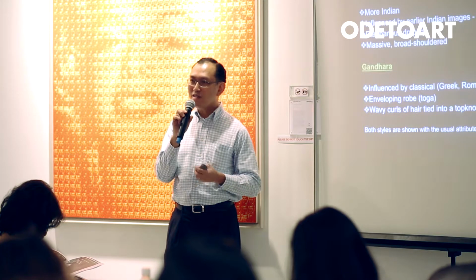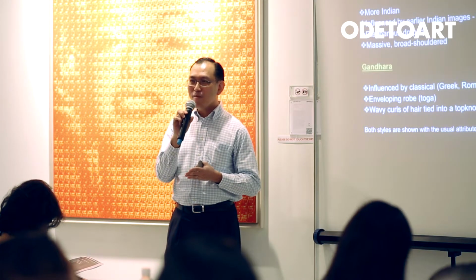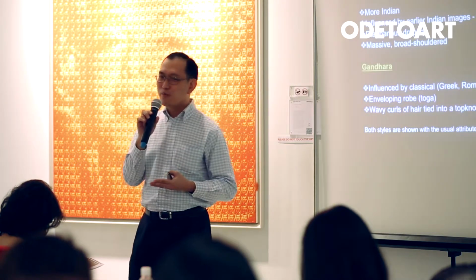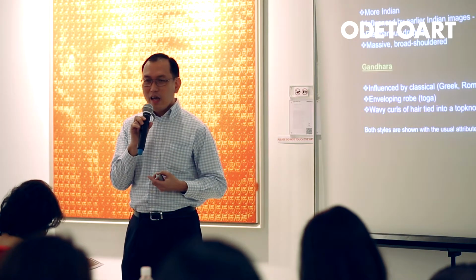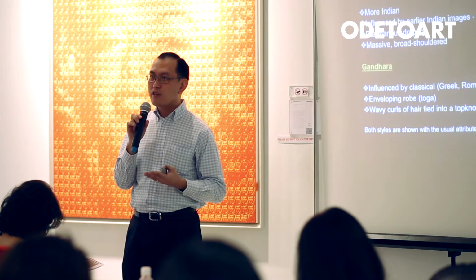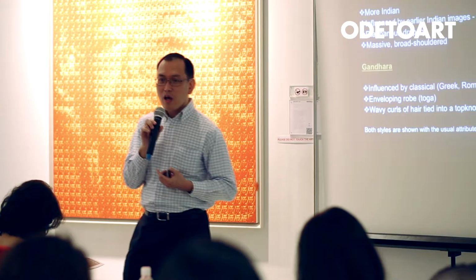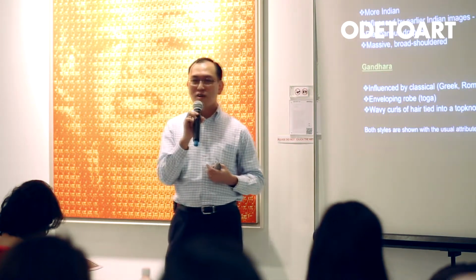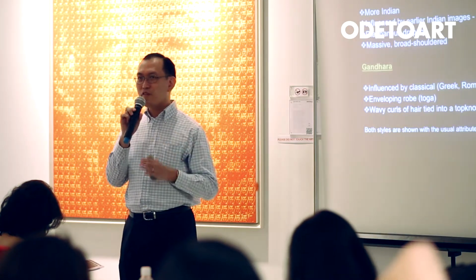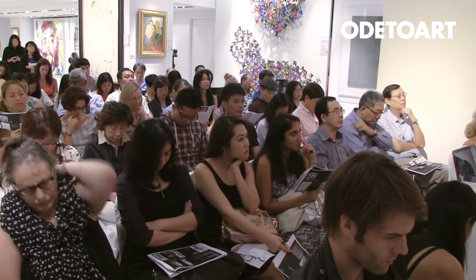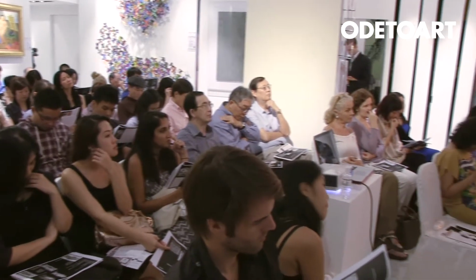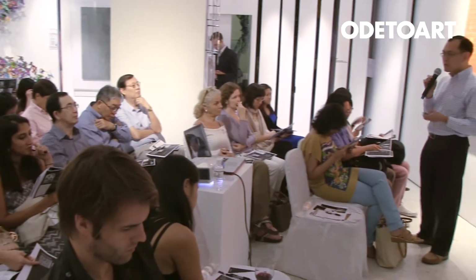So you can see why there are two camps with regard to the origin of the Buddha image. It wears an enveloping robe that reminds one of the toga that Romans used to wear, and he has wavy curls of hair tied into a top knot. So stylistically, they are very different, although in terms of the attributes or lakshanas, you can see them on both types of Buddha.